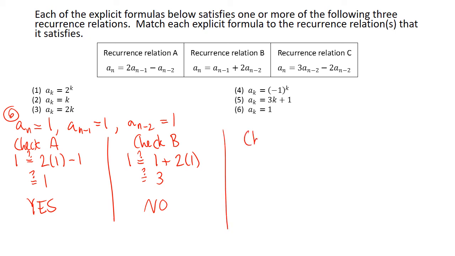And then finally, let's check C. Does 1 equal 3 times 1 minus 2 times 1? That is going to be a yes.